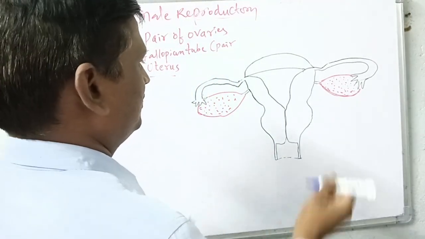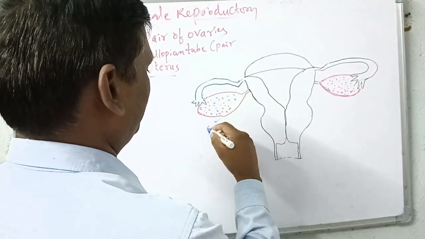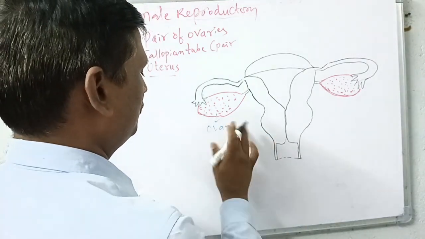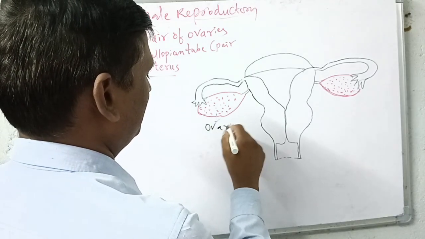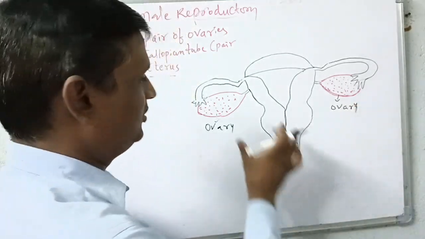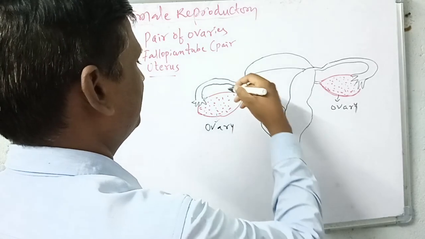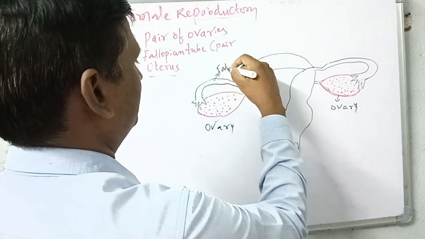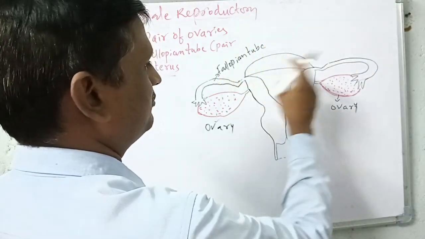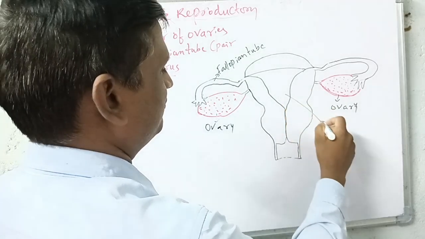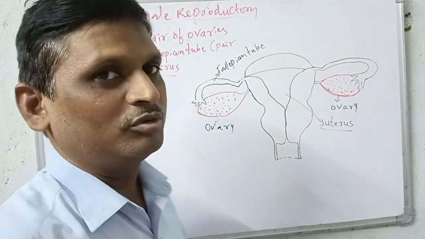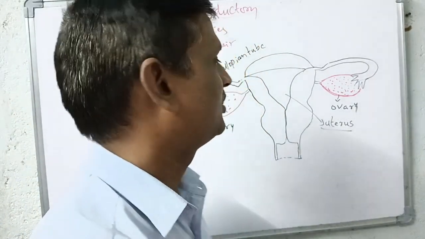Here we can observe this is the pair of ovary, right? Here is the ovary. Then here is also one ovary. Okay, this is the pair of ovaries. And next one, this is the fallopian tube, pair of fallopian tube. So this is one pair of fallopian tube, and next one is one uterus. Okay, these are the most important parts that we can observe in the female reproductive system.